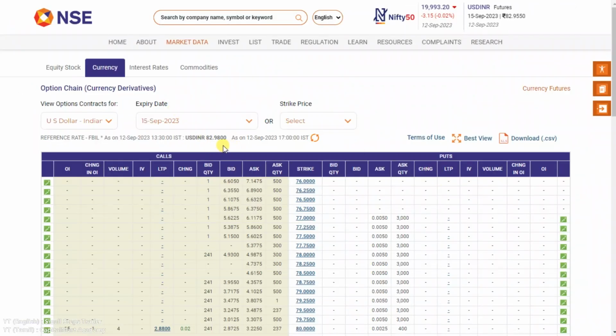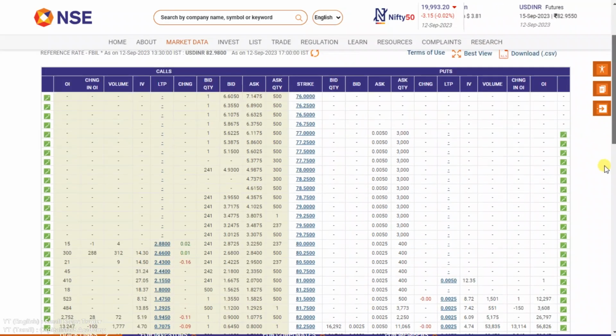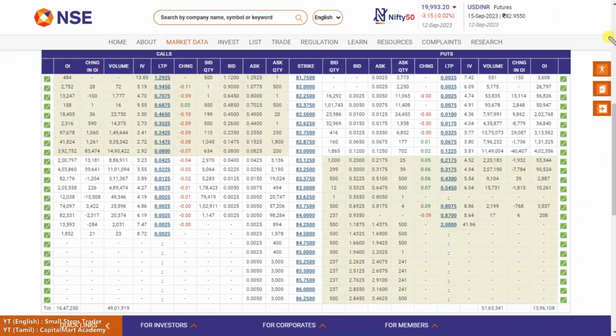Weekly option, and the RBI rate is 82.98. Say for 83. Now we will see this. Exactly here, if you see the call option, it is almost double the open interest in the money compared to this. Right, they don't like this, so they try to bring it below this.